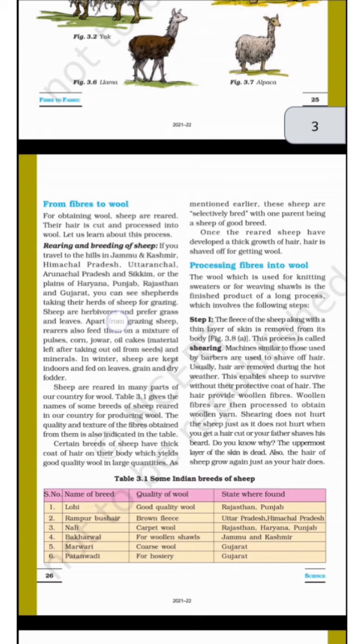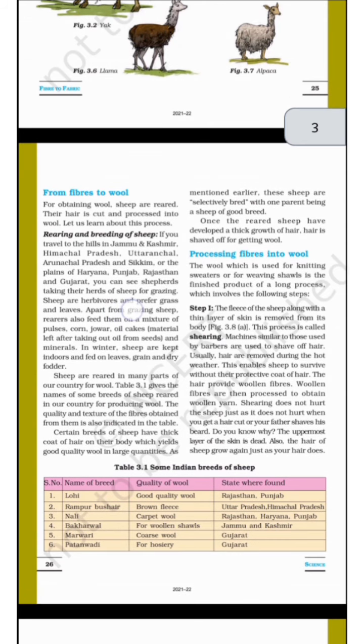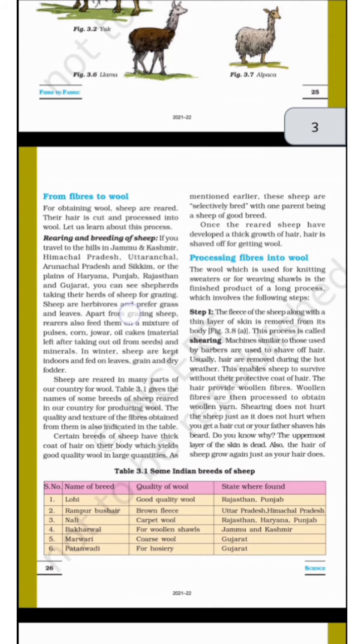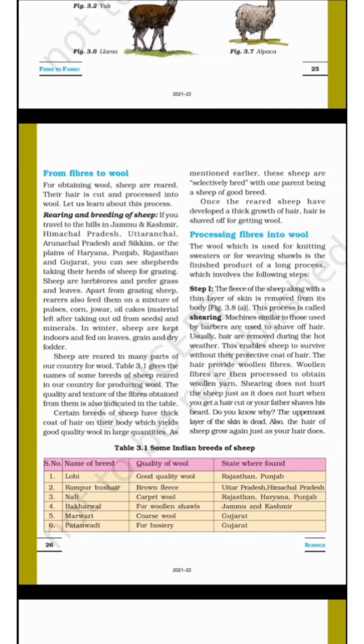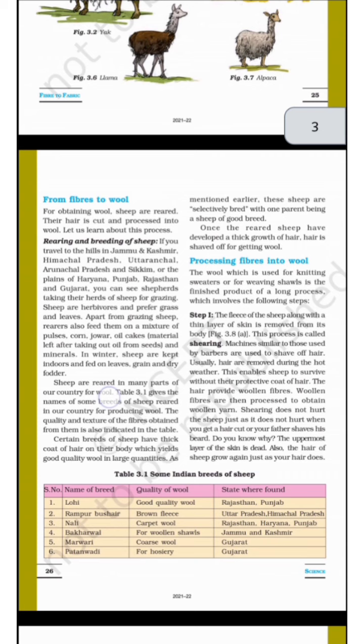The shepherds or sheep rearers also give them a mixture of pulses, corn, jowar, oil cake, etc. If you rear any animals like cow or goat in your home, you will know which foods are given to the animals. In winter season, it is not possible to take the animal for grazing, right? So the rearers give them leaves, dry fodder and grain, pulses, etc. at home. And sheep are reared in many parts of our country for wool.